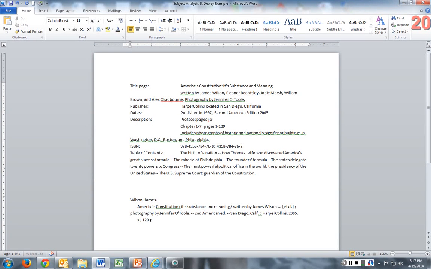And we're going to represent that by an abbreviated pages, so P for pages. And that's the extent. Now, the next part of it is whether it has illustrations or music or something like that in it. And we know by the statement of responsibility that Jennifer O'Toole did the photography in it, and it also has this note that says includes photographs of historic, etc. So I'm going to put a space, colon, space, and then the proper term to use here is illustrations, but abbreviated ILL.